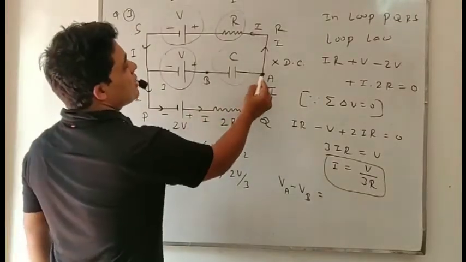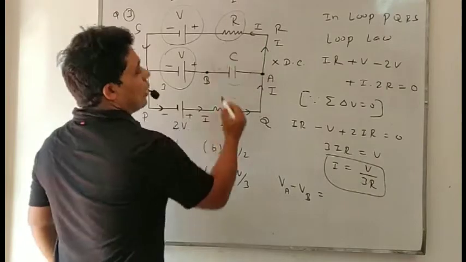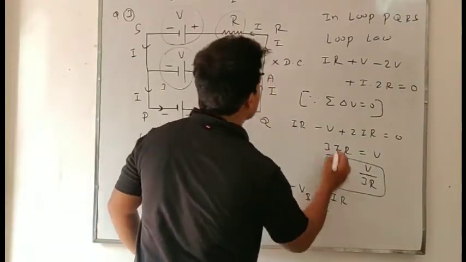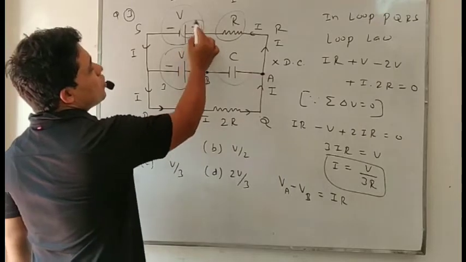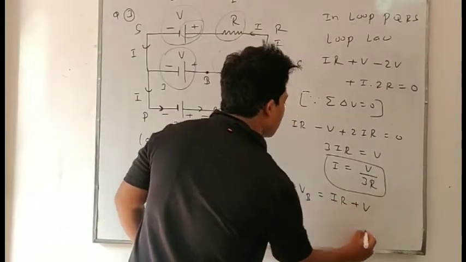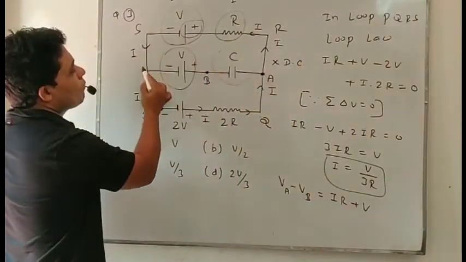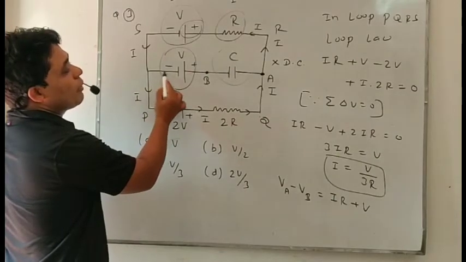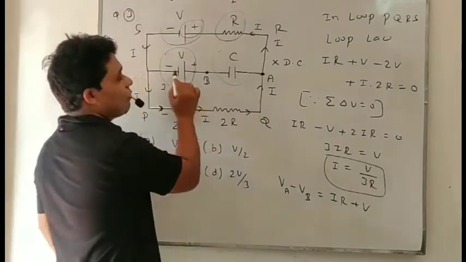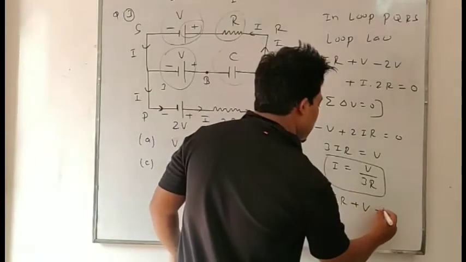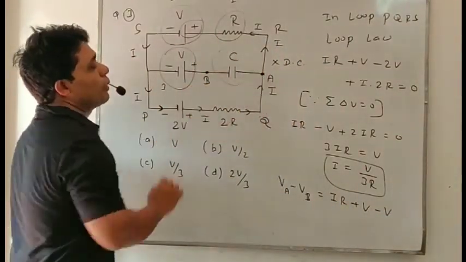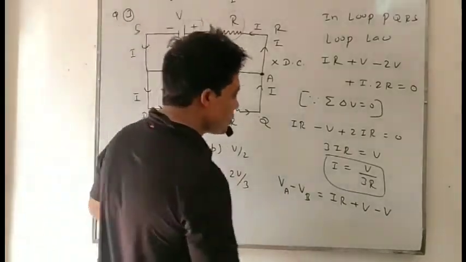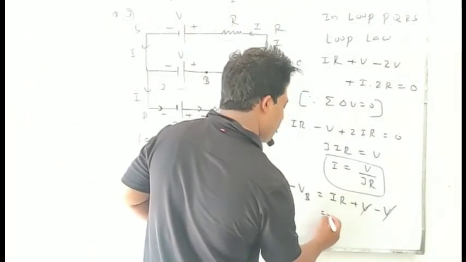Look, start with this sign, IR. First we are touching the positive terminal, we write plus V, and we are coming to the negative terminal, we write minus V. We are taking this loop. Okay. So now, students, V and V cancel out.